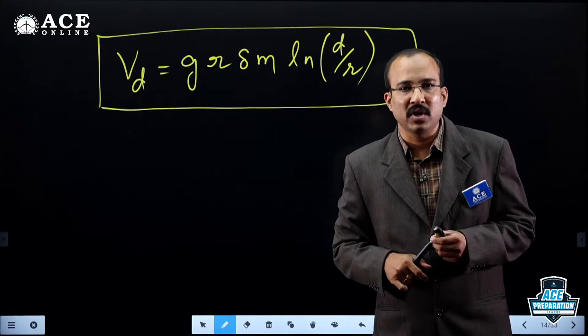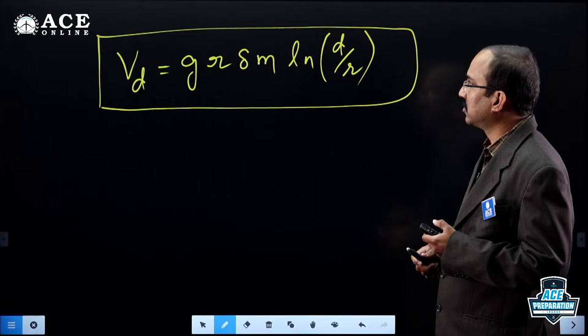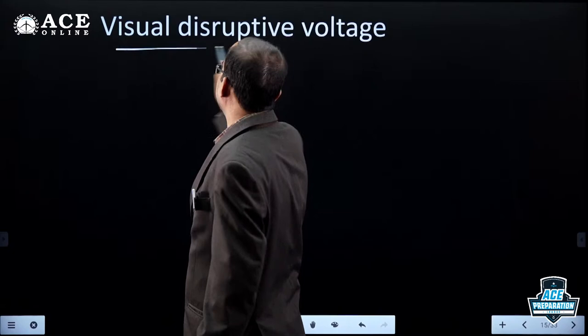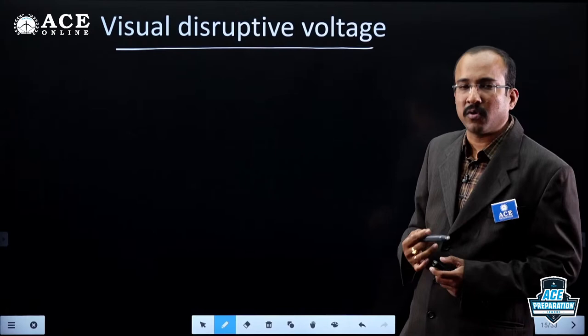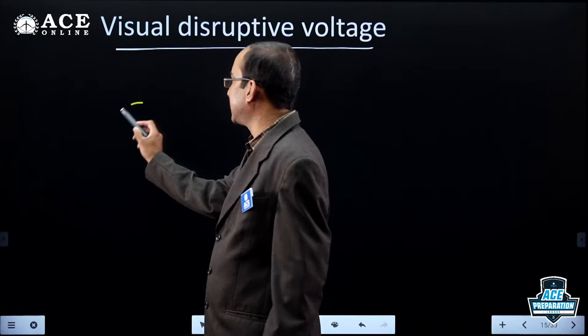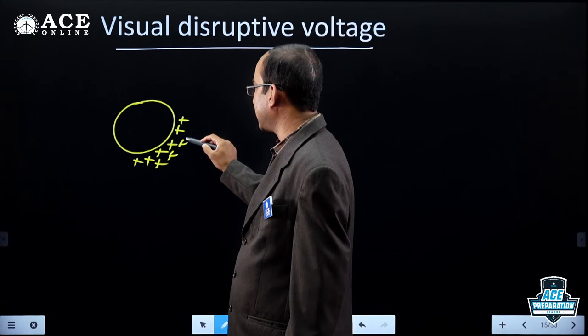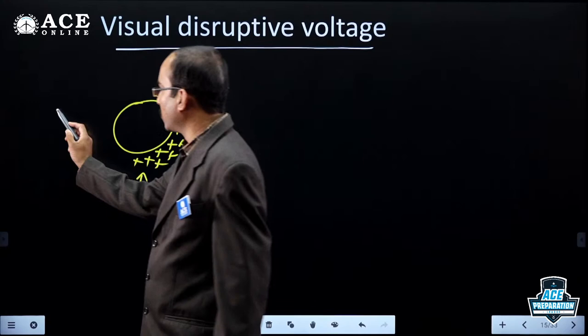Now let us move to the next point, that is, what do you mean by visual disruptive voltage, or visual critical voltage as we can also call it? If the operating voltage exceeds the critical disruptive voltage, there is a chance of occurrence of corona, that is, corona is initiated. Initially there is no corona, but here corona is initiated.